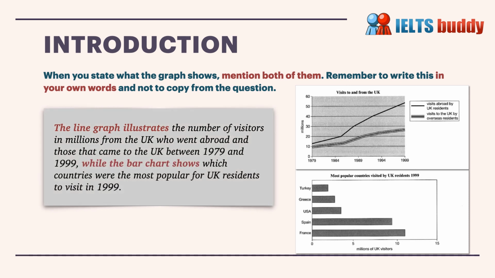The line graph illustrates the number of visitors in millions from the UK who went abroad and those that came to the UK between 1979 and 1999, while the bar chart shows which countries were the most popular for UK residents to visit in 1999. So they've both been described.